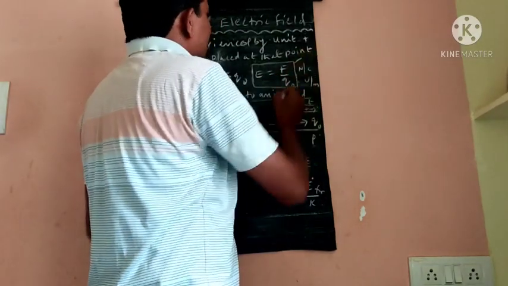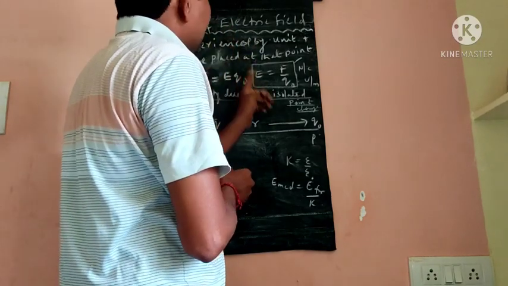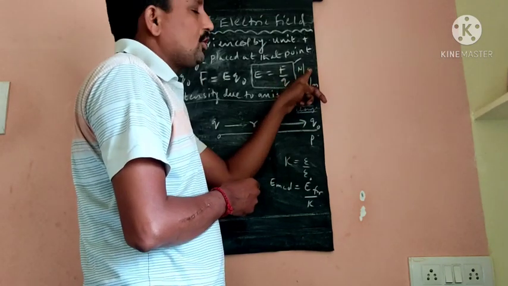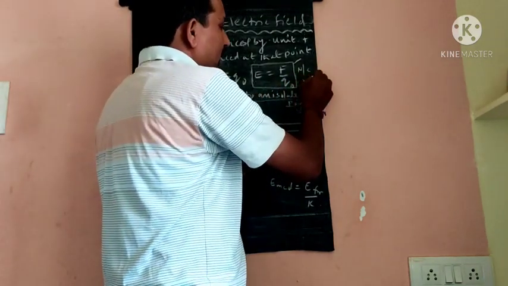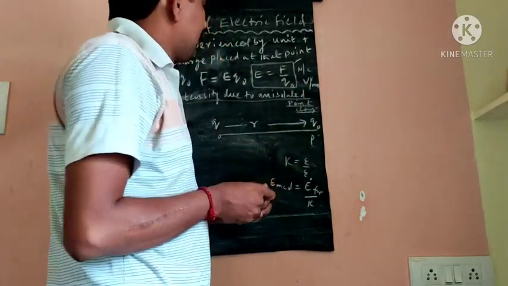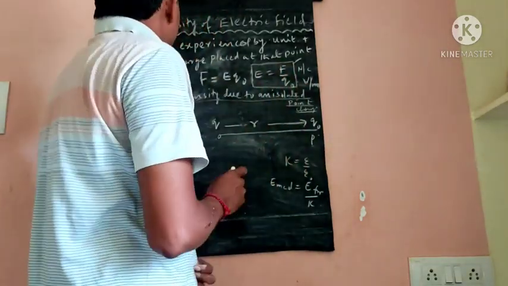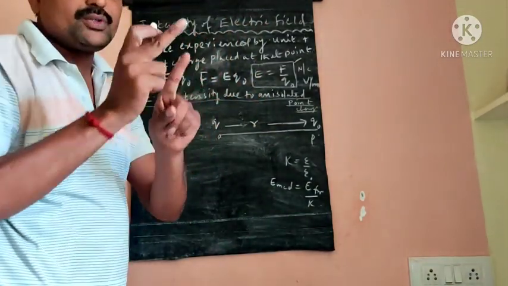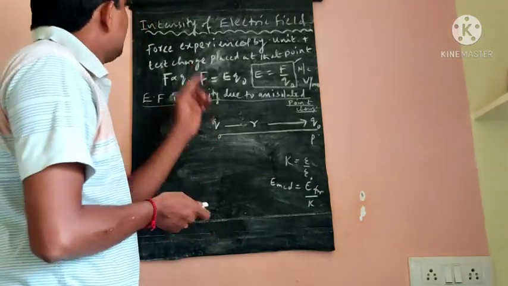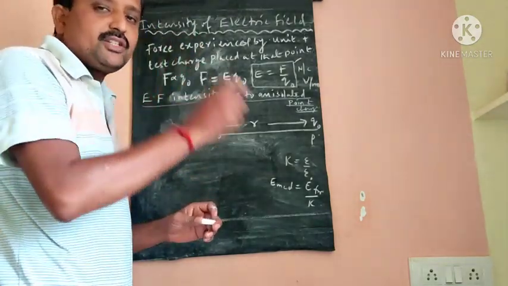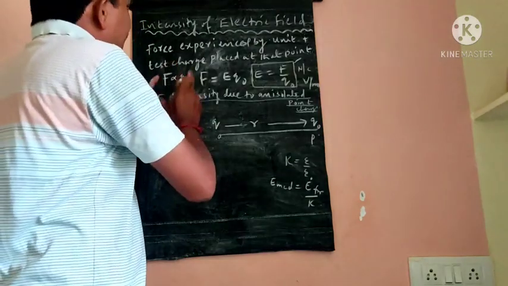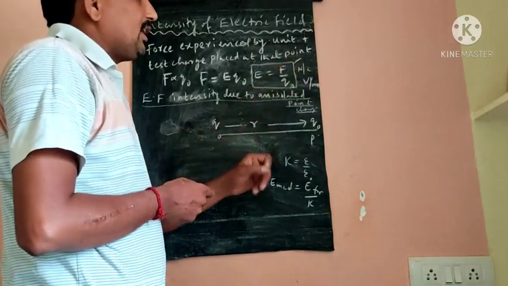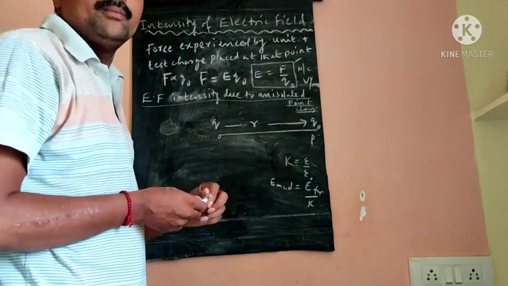The SI unit of electric intensity is Newton per Coulomb, since force is measured in newtons and charge is measured in Coulomb. It is also measured in volt per meter. E is equal to F by Q naught is the intensity of electric field. The force experienced by unit positive charge in a given electric field is known as intensity of electric field, also known as electric field strength, denoted by capital E. E is equal to F by Q naught, measured in Newton per Coulomb or volt per meter.